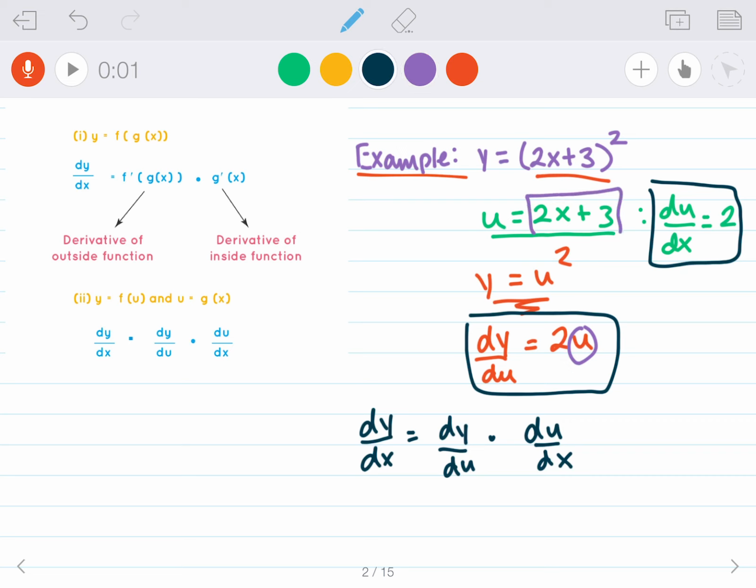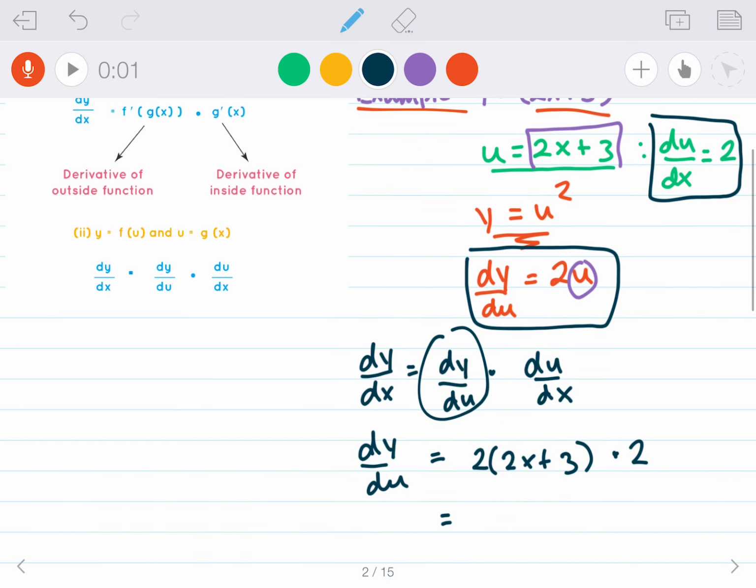Okay, so we get dy dx is equal to dy du, which is 2u, but it's also 2 times (2x plus 3), times du dx, which is 2. And then we can simplify this if we want, but dy dx is equal to 4 times (2x plus 3).